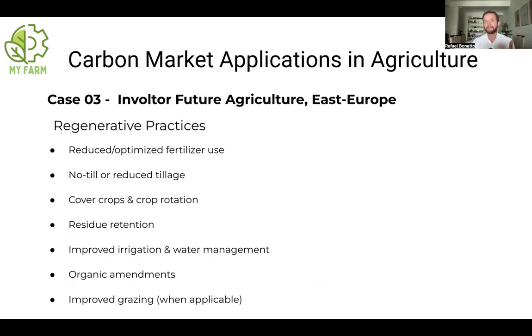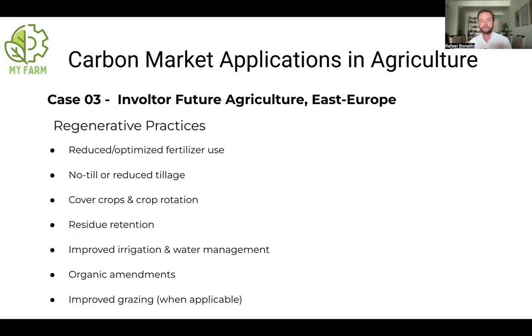Reduced or optimized fertilizer use, no-till or reduced tillage. What's the meaning? What's the difference? No-till is plowing free. You cannot plow. You're just going to be keeping your soil untouched. You just do things that accumulate carbon and help the carbon. Reduced tillage is a type of tillage where you normally use the disc to make a small cut on the soil, so you can add the seed on that. It's a very reduced tillage, which is positive as well.